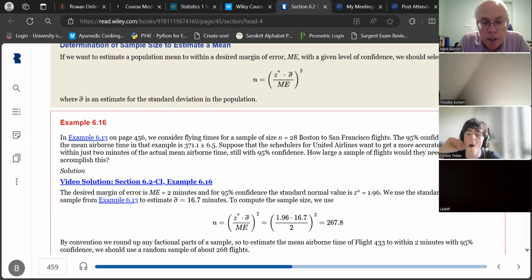And then they say 95% confidence interval. Now, in this particular case, you know it's 1.96, right? Because you're using a Z instead of a T. And the problem is telling you the estimated population standard deviation, 16.7 minutes. All right, so I'm going to write all this down. I'm going to show you with the calculator how to do this. So we have 16.7 and 2. So let's go to the calculator.